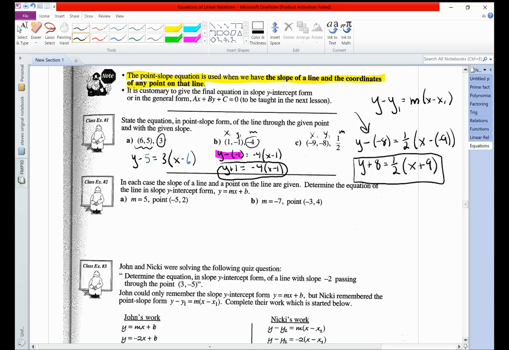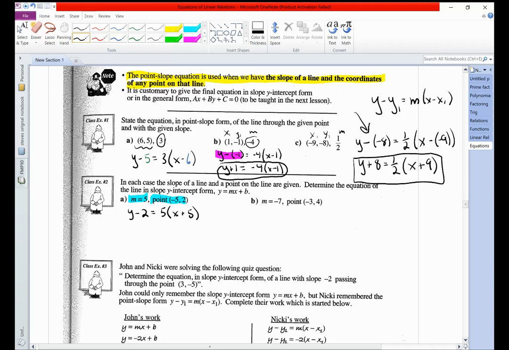Okay, in each case, the slope of a line and the point on the line are given. Determine the equation of the line in slope-intercept form. Okay, so this is where things get a little bit trickier, but not too bad. So we are given a point and a slope. So we are going to write our equation in point-slope form because those are the pieces of information we're given. So our equation is going to be y minus 2 is equal to 5 times x plus 5. So it'll be subtract a negative 5. And then that's the equation in point-slope form.